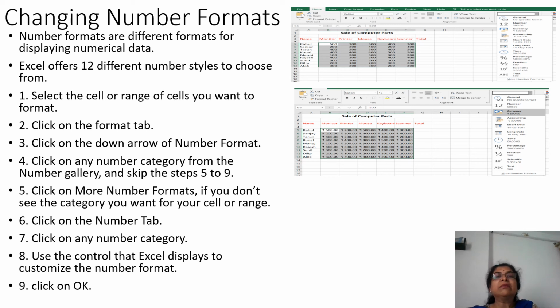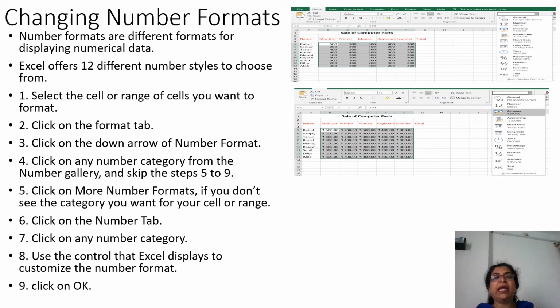Now how to do that? Select the cell or a range of cells you want to format. Click on the format tab. Okay, there is a tab called format. Click down the arrow for number format. Okay, see it is shown here. You can see this. Click on more number formats.